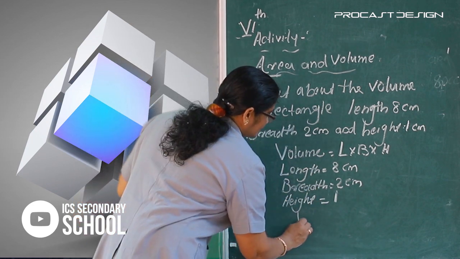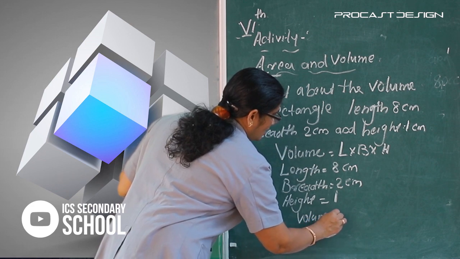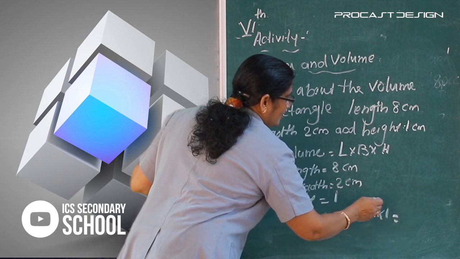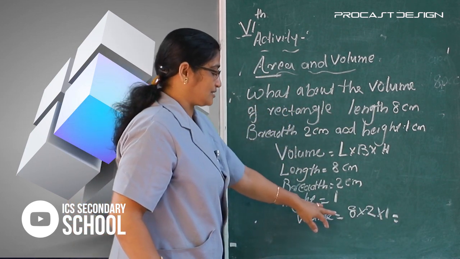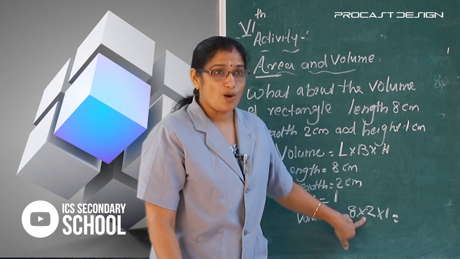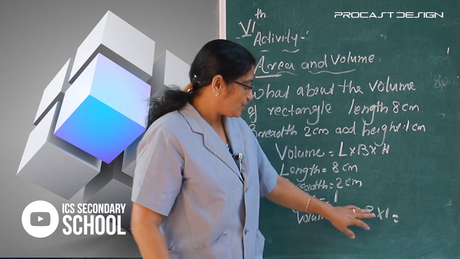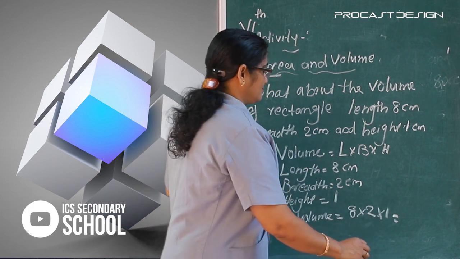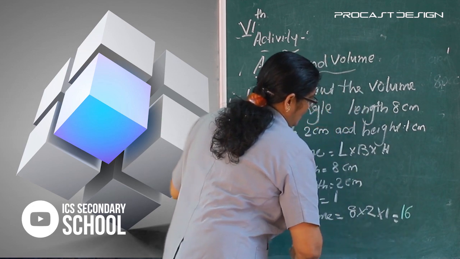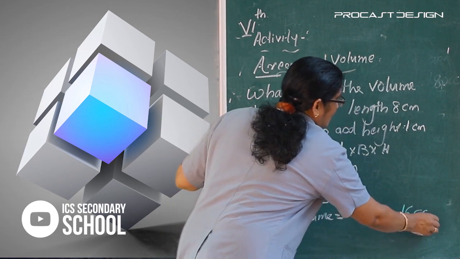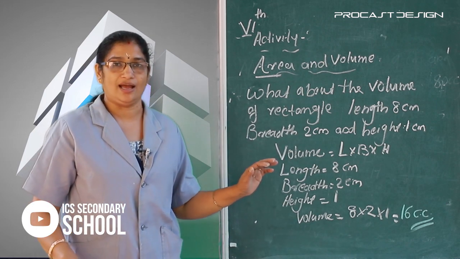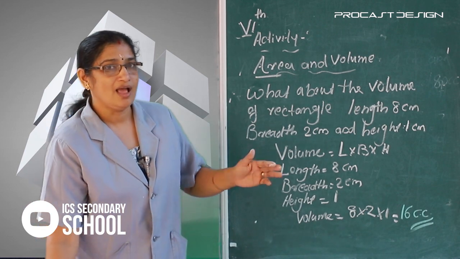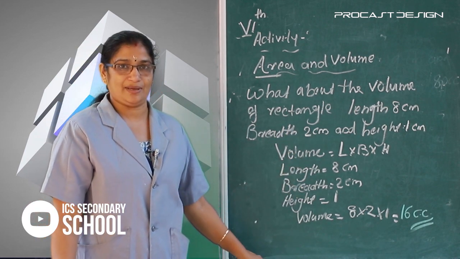Volume is 8 into 2 into 1. 8 means the length, breadth 2 and height 1. 8 into 2, 16. 16 into 1, 16 cubic centimeter. Area is in square centimeter: 16 square centimeter. Area is 16 square centimeter and volume is 16 cubic centimeter.